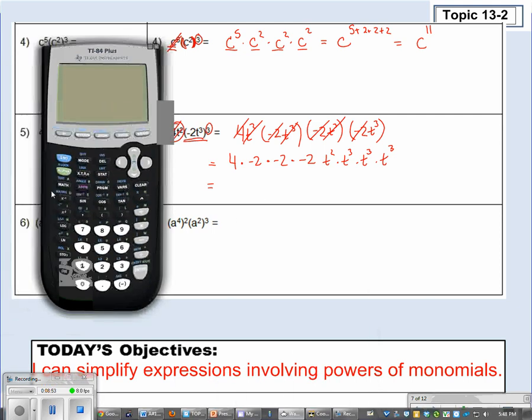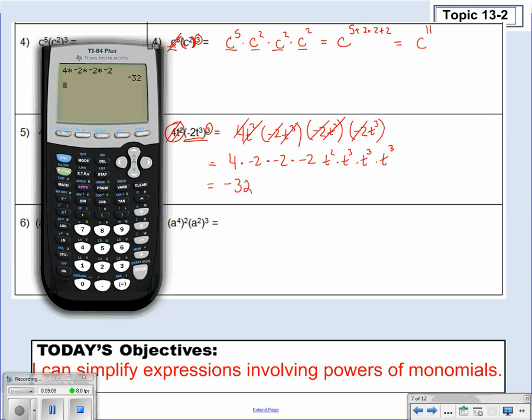So with my calculator, I'm going to type in the numbers that are given up front. It'd be 4 times a negative 2 times a negative 2 times a negative 2. That will be a negative 32. And then let's add up these exponents for the t's because they have the same base. So this will be 2 plus 3, that's 5, plus 3 is 8, plus another 3 is 11. So I have a total of t raised to the 11th power.